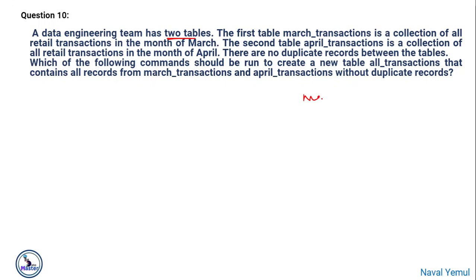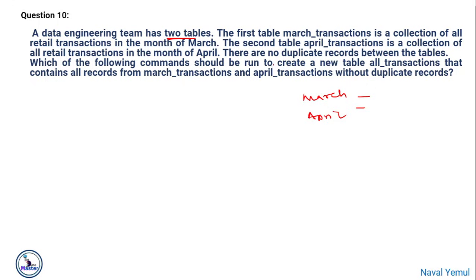So they have a March transaction table, which is a collection of all the retail transactions in the month of March. The second table is the April transaction table, with all the retail transactions in the month of April. There are no duplicate records between the tables.